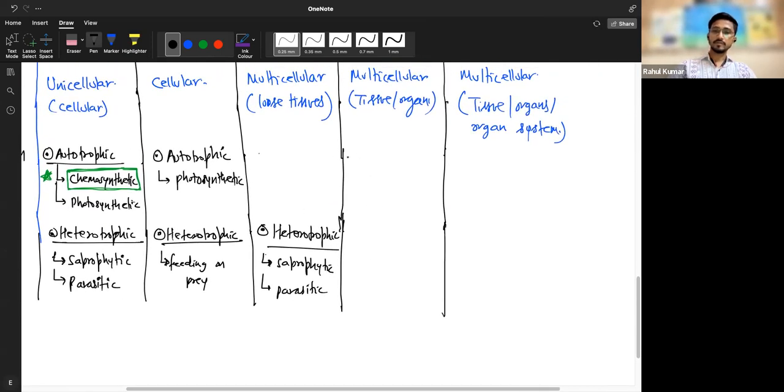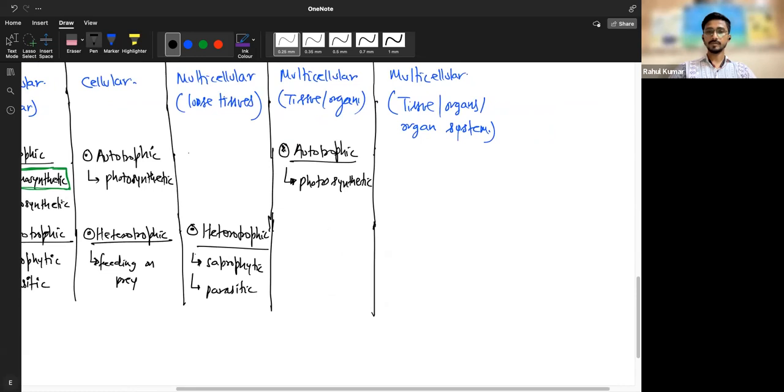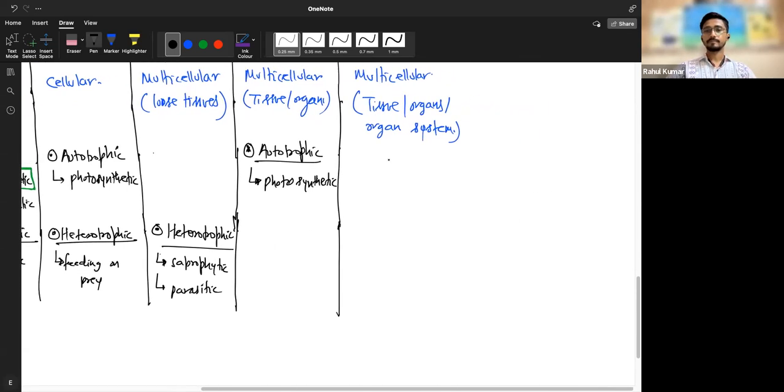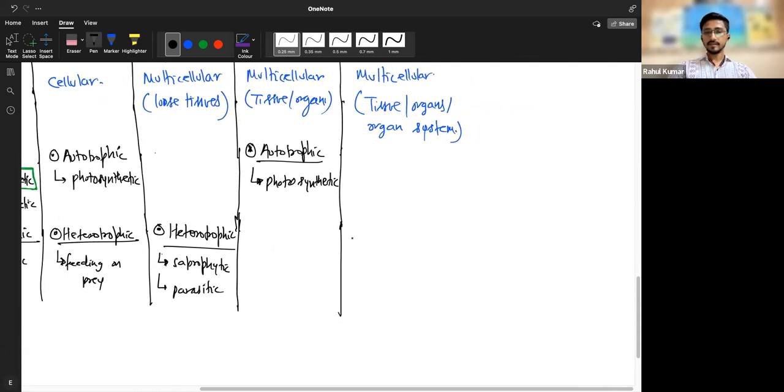So this is only heterotrophic. Plants are only autotrophic, right? And in this, there is only one mode for plants, which is photosynthetic. They do photosynthesis. There are some exceptions in this case, which we will talk about when we do this chapter in detail. Or I will discuss it with Maha separately. And animals are only heterotrophic.